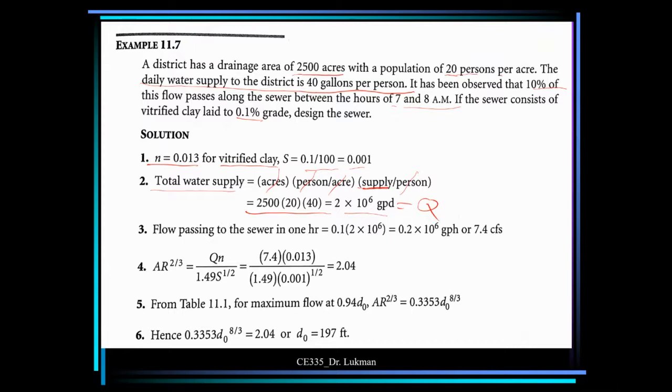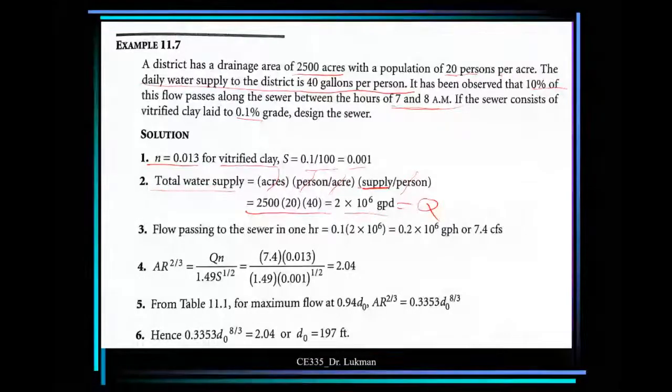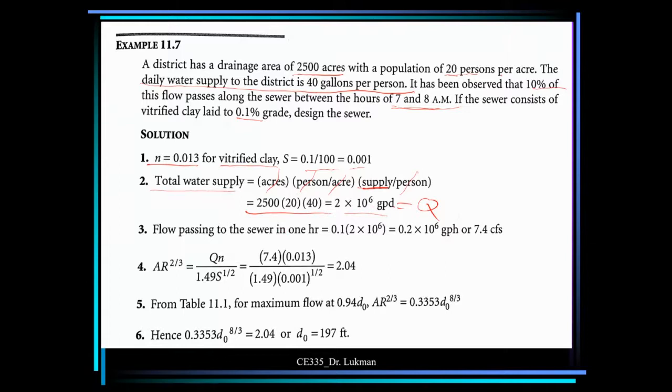Flow passing to the sewer in 1 hour: we are told that in 1 hour, 7 to 8, 10% of this flow is passing to the sewer, which is like the peak flow rate. We design using the peak flow rate. This is per day, so in 1 hour it is 10% of this, which is this value. So this is our design flow rate, which is the maximum flow rate into the sewer. We design for the maximum discharge.